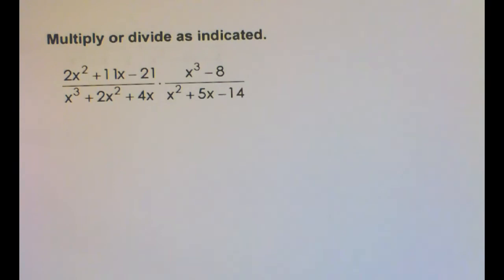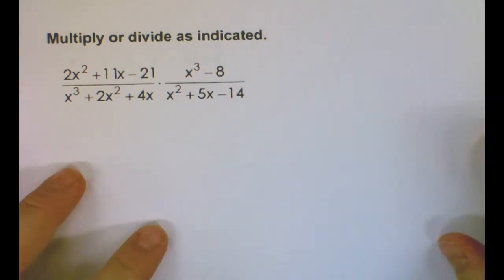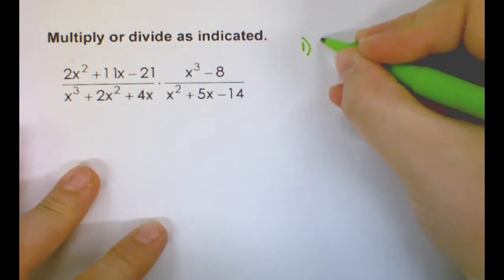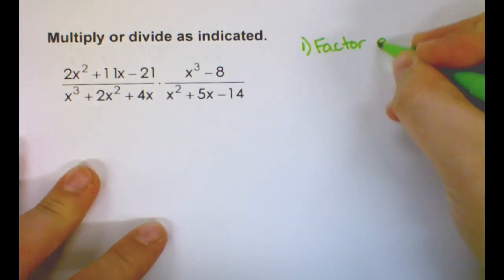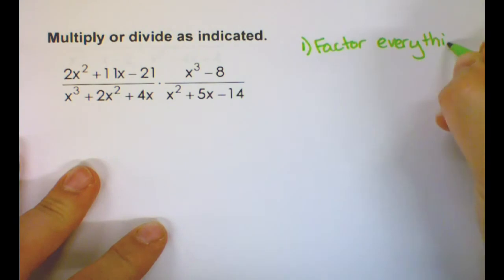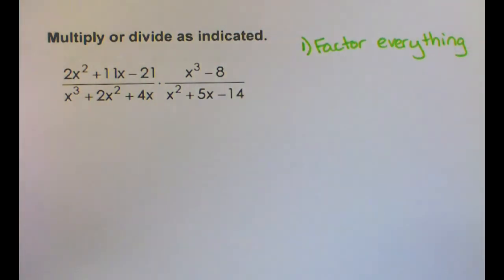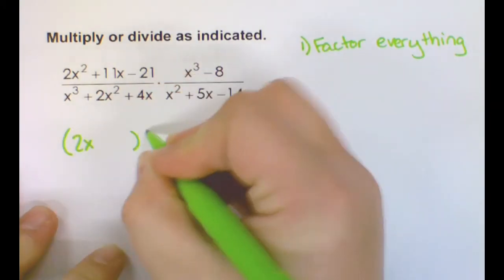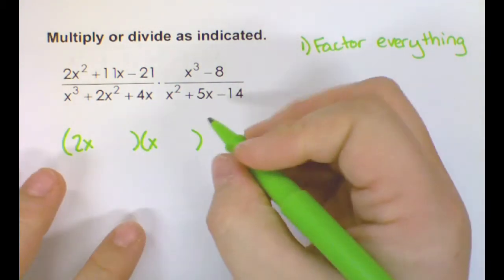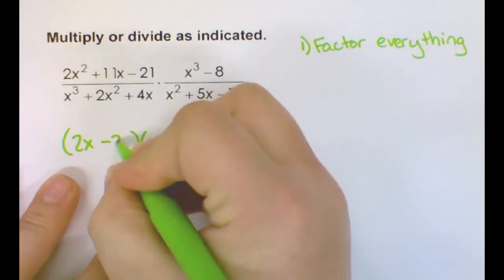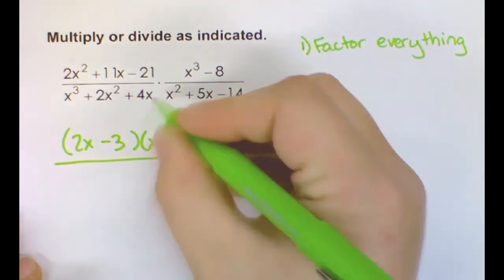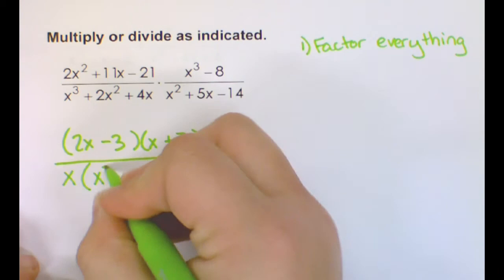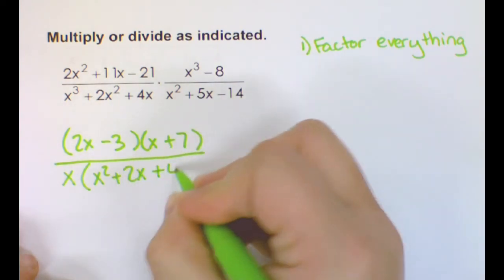All right, multiplying and dividing. Multiplying and dividing, we're going to add a few steps. For multiplying and dividing, step 1 is still factor everything. Every numerator, every denominator, just factor it all out. So my first one, it factors into, let's see, 2x and x. 21 would be 7 and 3, so positive 7 minus 3. Over our denominator, let's see, I get an x out of that. X squared plus 2x plus 4.